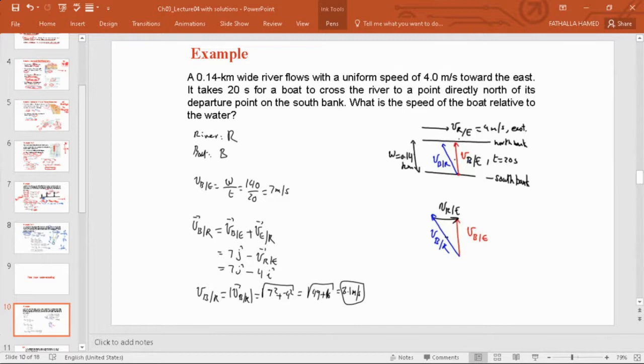Okay. A 0.14 kilometer wide river flows with a uniform speed of 4 meters per second toward the east. It takes 20 seconds for a boat to cross the river to a point directly north of its departure point on the south bank. What is the speed of the boat relative to the water? Now, they tell you the river is 0.14 kilometer wide. That means it's about 140 meters wide. Now, the boat, if this is the river, the boat is starting from here and ends here. It gets to this point here.